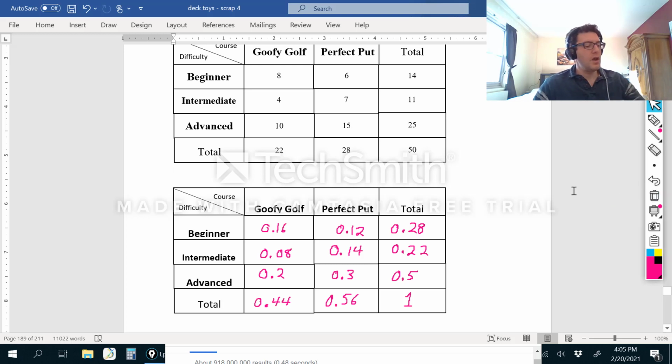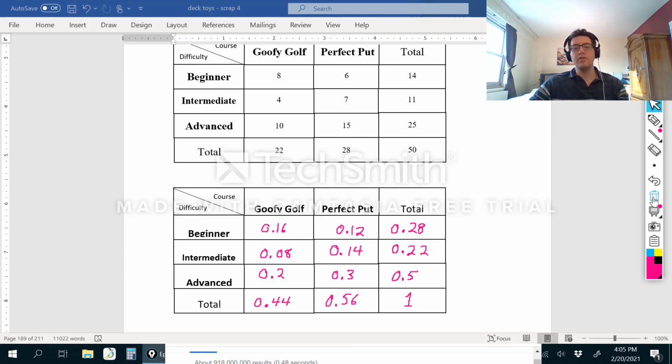All right? Okay, so we converted this frequency table, which just tells us how many of something there are, into a relative frequency table, which tells us what percent of the whole is this number, or what percent of the whole is this number, and so on, except those percentages are usually written as decimals.